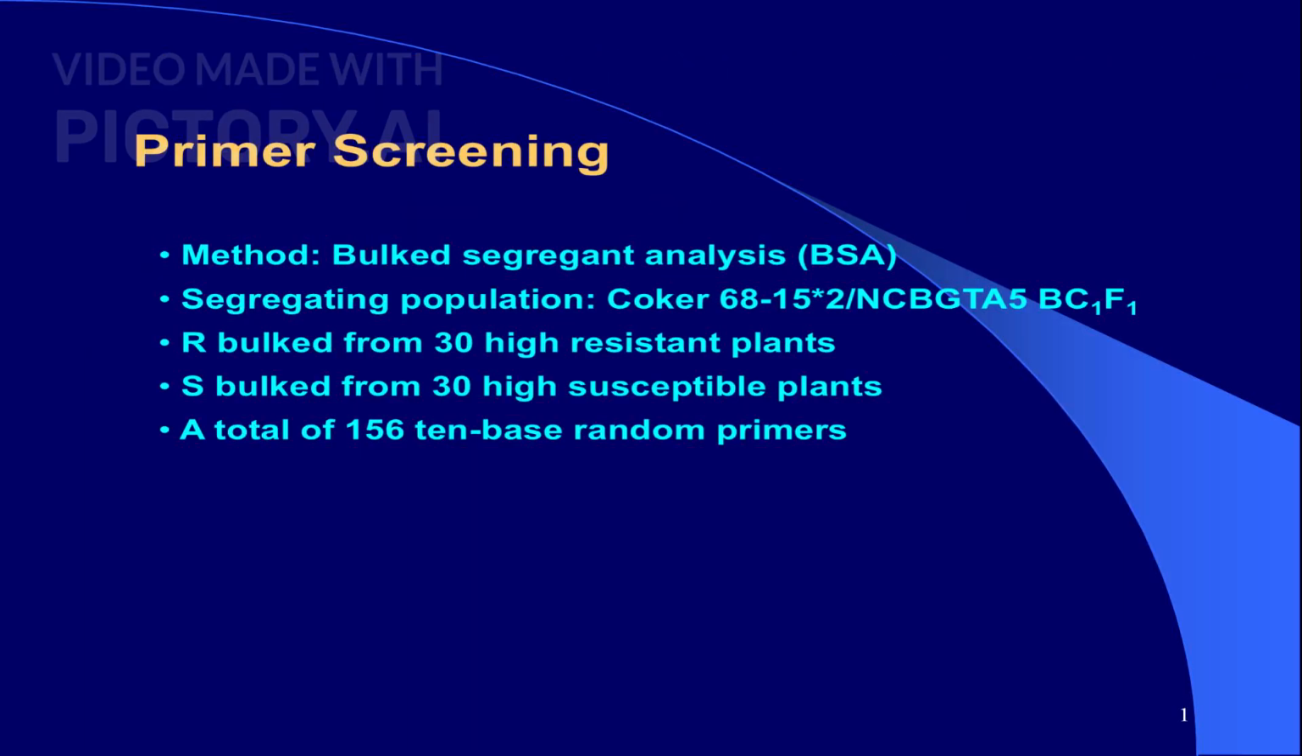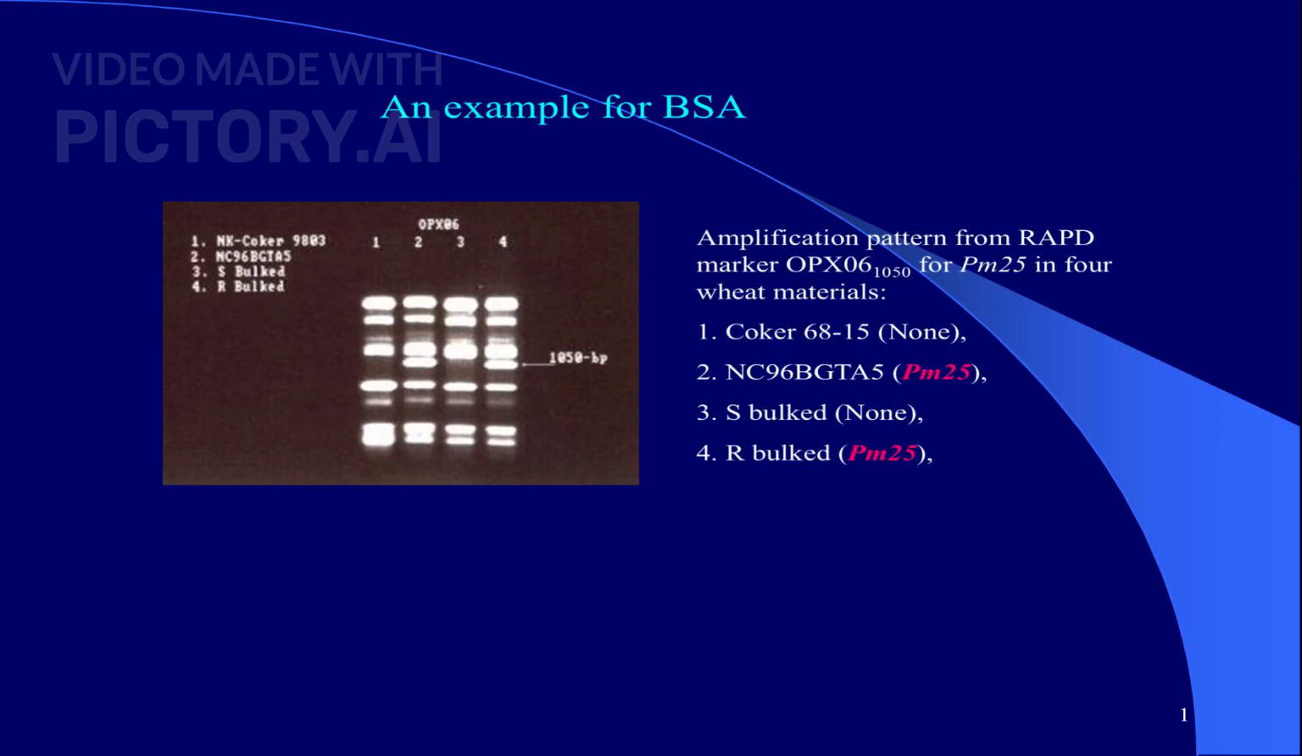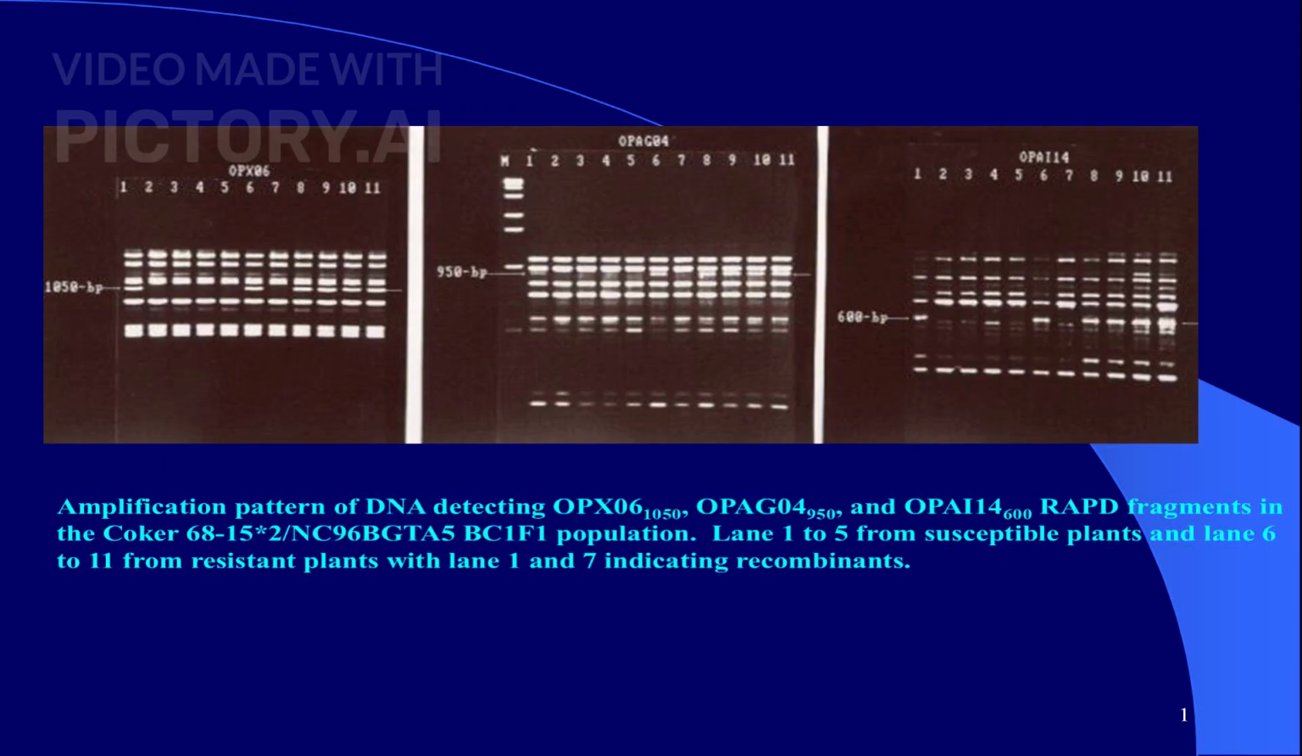Primer screening involves bulked segregant analysis, using resistant and susceptible plant groups to identify key genetic markers. Here, we see amplification patterns from RAPD markers, showcasing the genetic differences in wheat materials, crucial for mapping resistance genes. DNA amplification patterns reveal genetic markers in wheat populations, aiding in the identification of resistance genes.